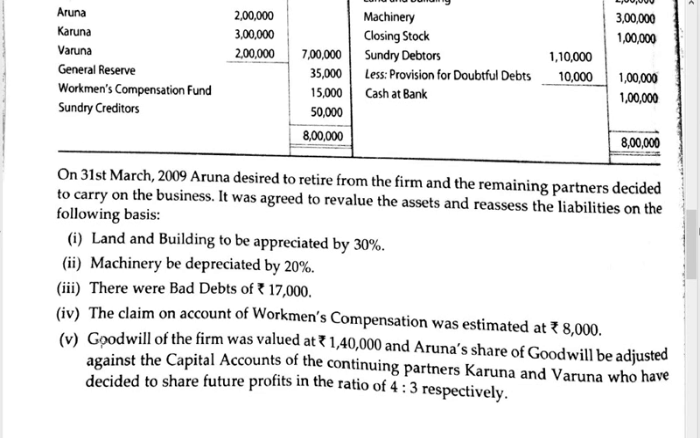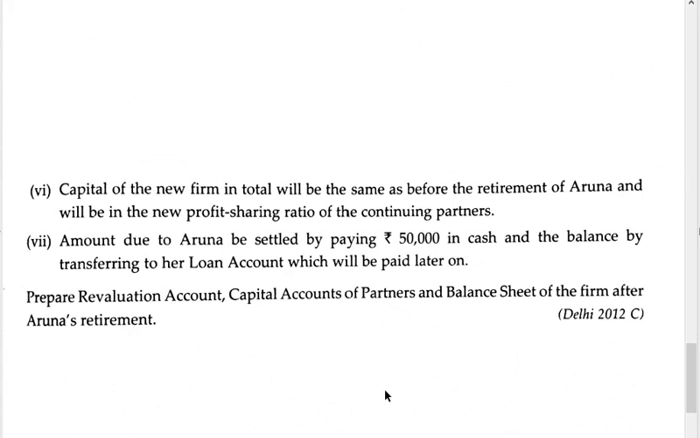So he says goodwill of the firm was valued at 1,40,000 and Aruna's share of goodwill be adjusted against the capital accounts of continuing partners Karuna and Varuna, who have decided to share the future profits in the ratio of 4:3 respectively. If this line is not given, even then you are going to adjust this share of goodwill through the capital accounts of remaining partners. This is what we have studied in goodwill. So the future profits are 4:3.